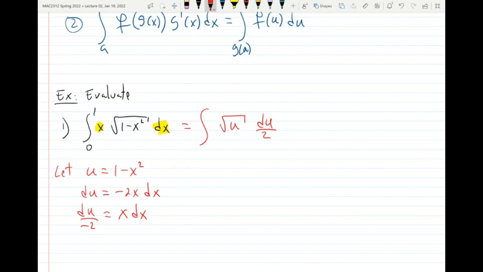Do you understand this? And remember, we need to change the limits. So when x is 0, what is u equal to? What's u equal to when x is 0?